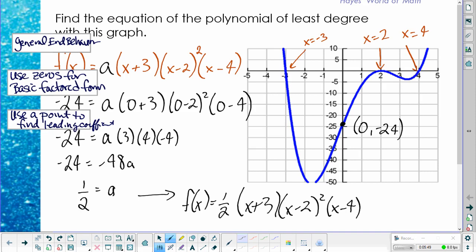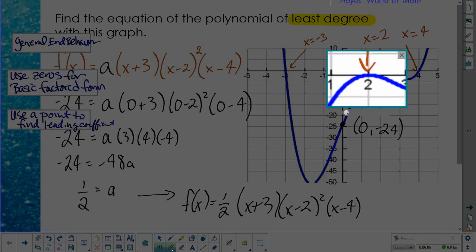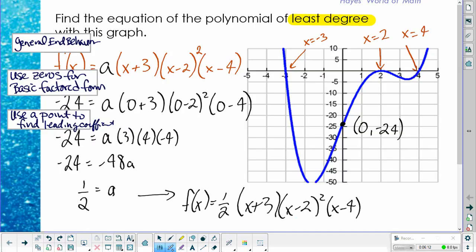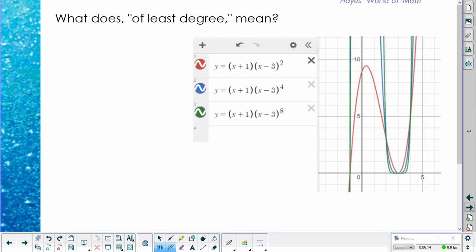Now one thing which I didn't address, which I meant to, but I'll do it now, is this. It says, what does this mean of a polynomial of least degree? And what that means is that, for example, when I look at this section of the graph, it looks like it's second degree because it's kind of like a parabola, but how do we know? And so let me show you what this will look like if it's other things.